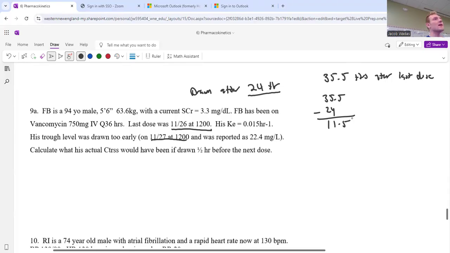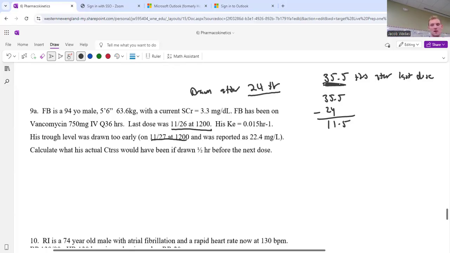It's Q36 and 30. So when they drew the last level, it was 24 hours after. We want it half an hour before their next dose. That's for trough. So they're in a trough, but we want to go further into that trough. That's the trough that they calculated, but it's wrong because the nurse made a mistake. So you're doing 35.5 for the trough, because it's half an hour before the dose.